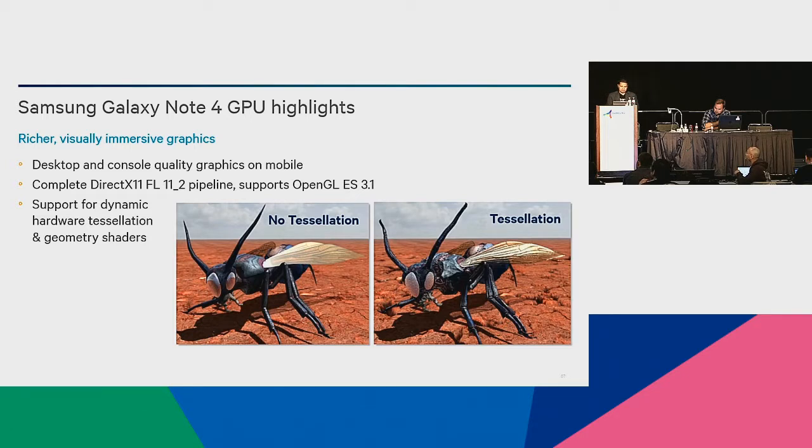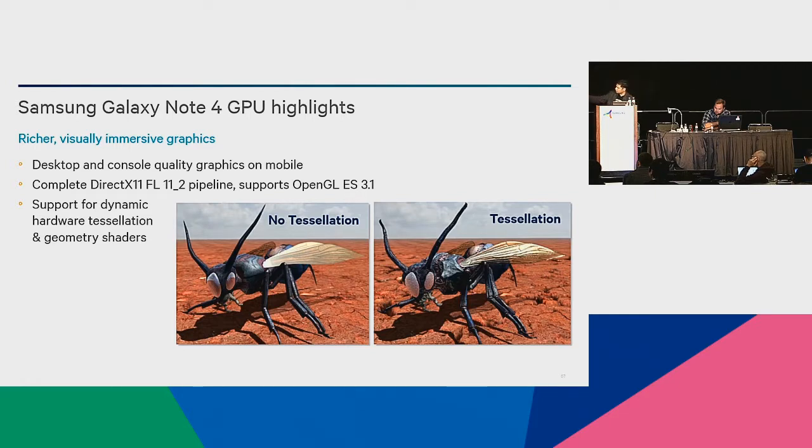So in Samsung Galaxy Note 4, the GPU, as I said, is Adreno 420 GPU, the newest generation of Adreno GPUs that we make internally within Qualcomm. But it does have the highest level of specification that any PC or console has today. So it does have features like tessellation and geometry shaders, all supported on Adreno 420 GPU.